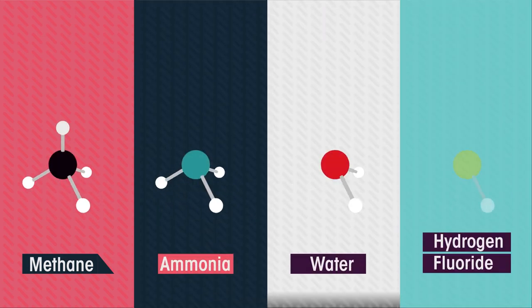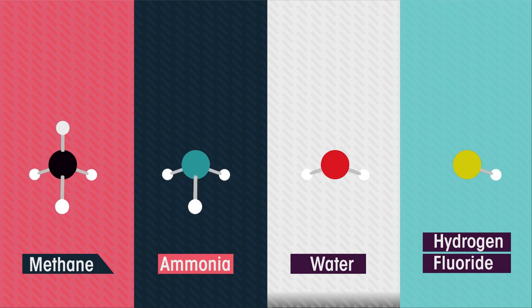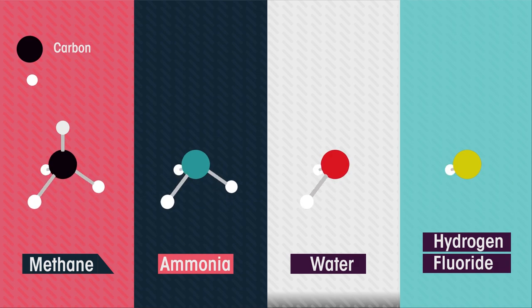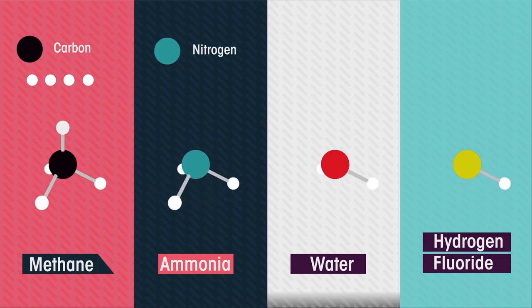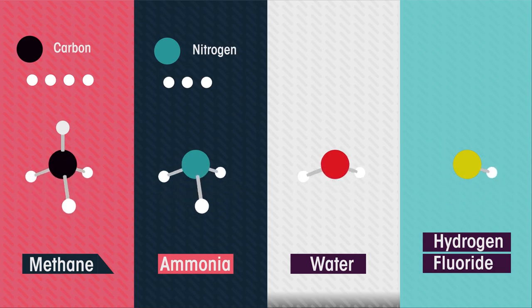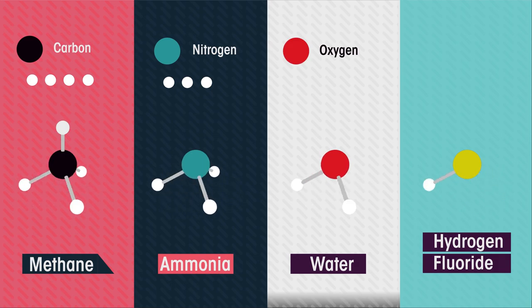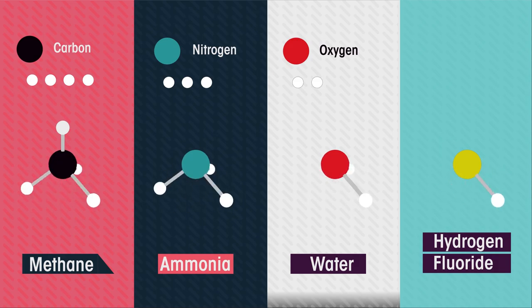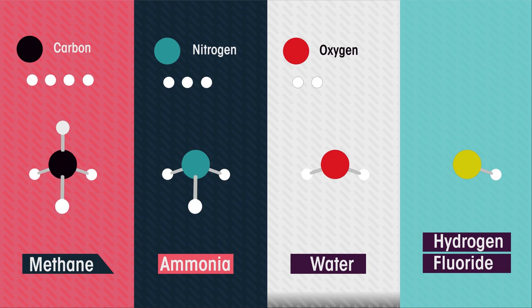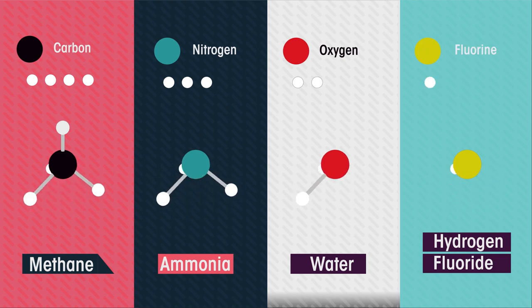The bonding in methane, ammonia, water and hydrogen fluoride shows a pattern. Methane is carbon bonded to 4 hydrogen atoms. Ammonia is nitrogen bonded to 3 hydrogen atoms. Water is oxygen bonded to, guess how many? 2 hydrogen atoms. And hydrogen fluoride is fluorine bonded to just 1 hydrogen atom.